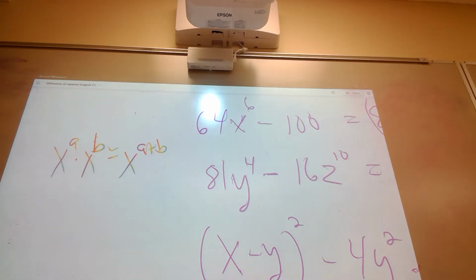What's the square root of x minus y quantity squared? X minus y. So that's the first thing that goes in your equation. Now you know the square root of 4y squared. So you take the square root of the first one, the square root of the second one, and you do the same thing. You add and subtract them. And in this case, you combine like terms.